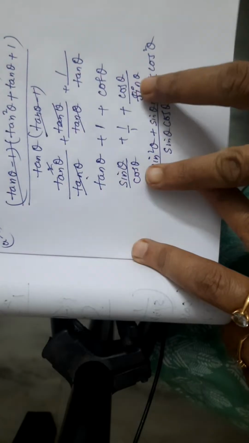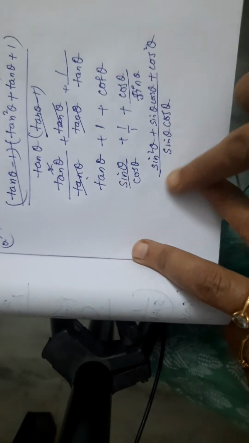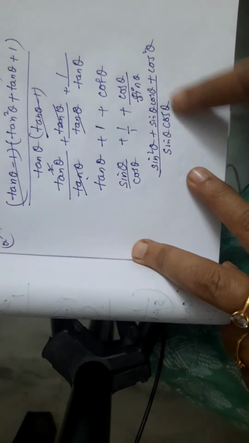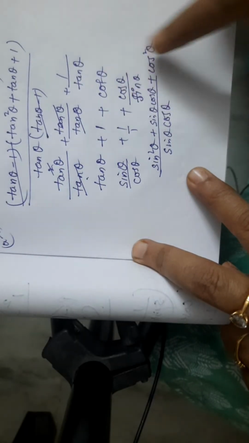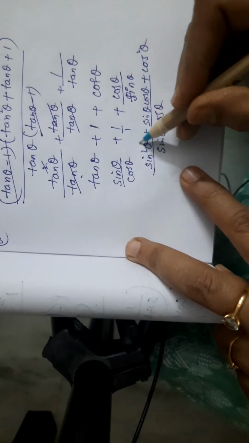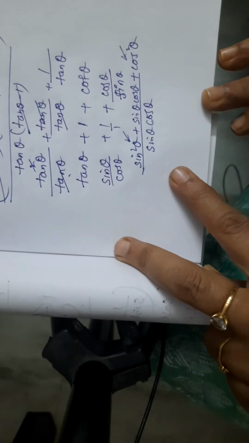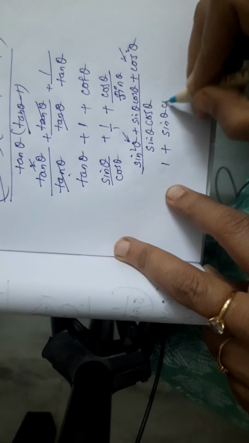We took sine theta, cos theta as LCM. Cos was there, so sine got multiplied. Sine square theta, only 1 is there, so both the terms will come. Sine is there, so cos will multiply and it will change as cos square theta. Now we know the identity, sine square plus cos square is 1. We will replace them with 1. 1 plus sine theta, cos theta.